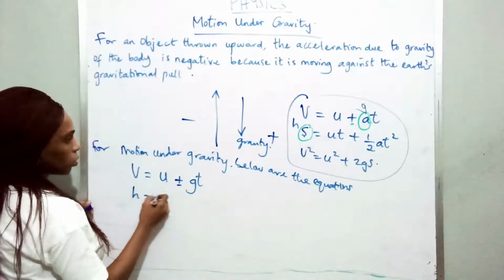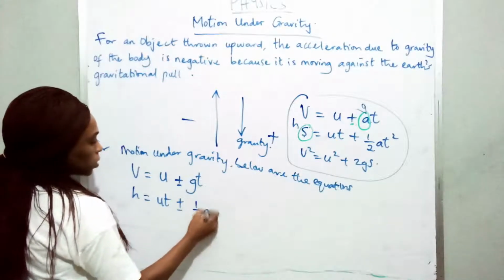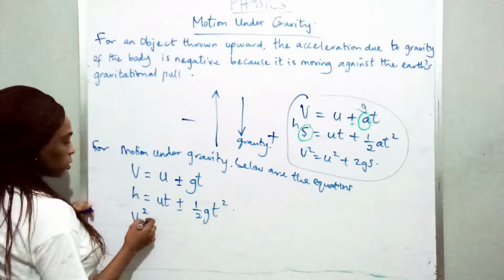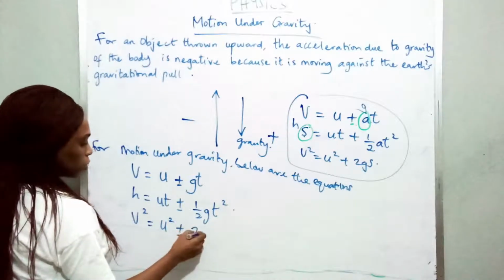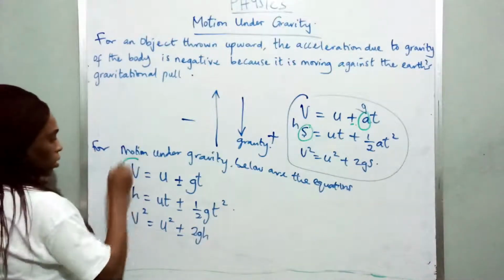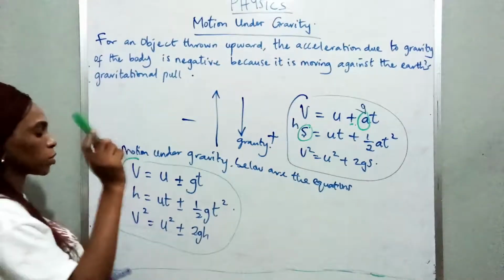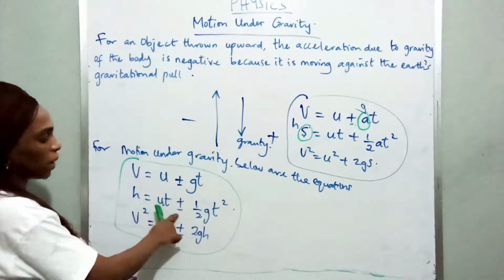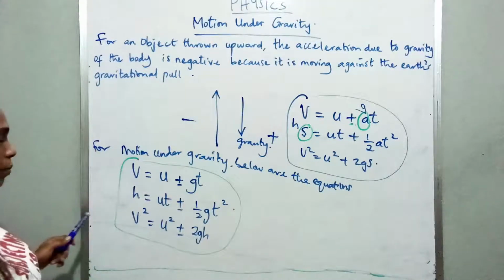Then h equals ut plus or minus half gt squared. And the last one, v squared equals u squared plus or minus 2gh. So these are the three equations. If the body is thrown upward, then this is going to be u minus gt. It's going to be ut minus half gt squared, depending on the motion of the body.